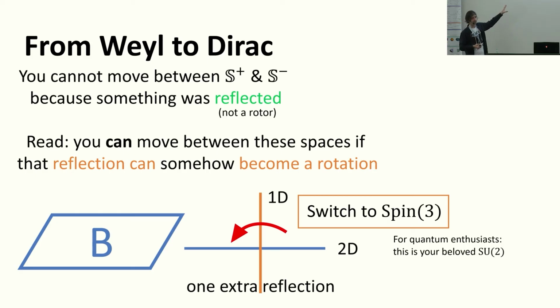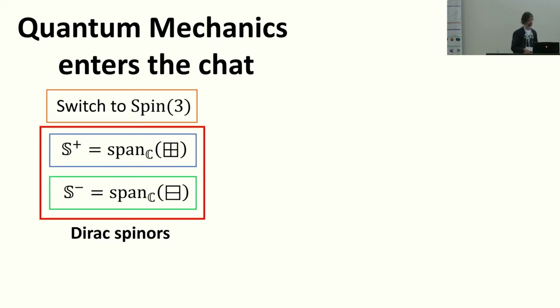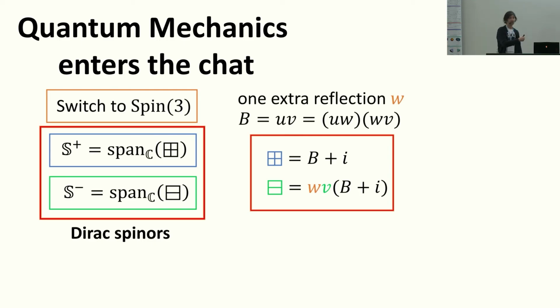So I was focusing on 2 dimensions, but I'm telling you, do it in 3 dimensions. If you go to 3 dimensions, you have 1 extra reflection. And that 1 extra reflection allows you to see the reflection as a rotation, because there's an extra dimension in which you can perform this rotation. So this is why SU(2) or Spin(3) deals with Dirac spinors. You can mix up positive and negative spinors. And this is, of course, when quantum mechanics enters the chat, because instead of looking at the blue and the green box separately, I now have an orange box with Dirac spinors. I have an extra reflection, I called it W, and it allows me to rotate, not reflect, rotate from the plus to the minus box.